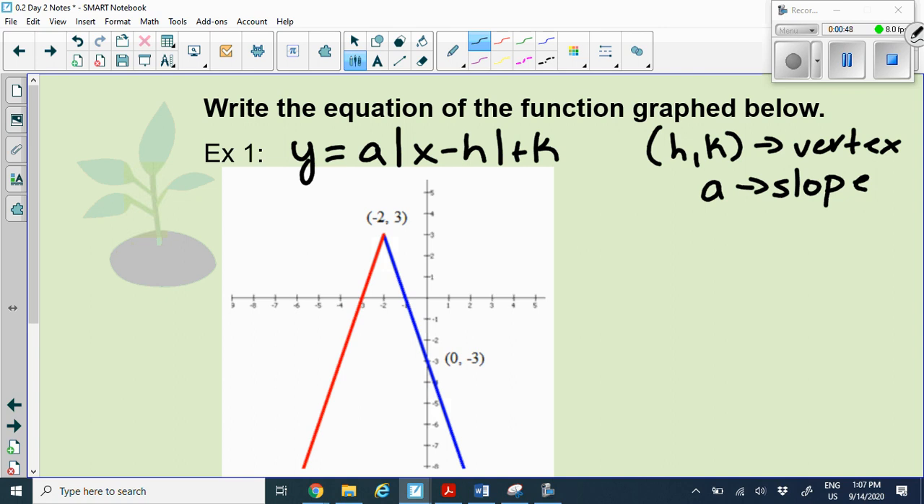Okay, so let's look at this graph that they gave to us. The first thing we want to do is figure out the vertex. Now remember, that's the lonely point, which we can obviously see as -2, 3. That's our vertex.